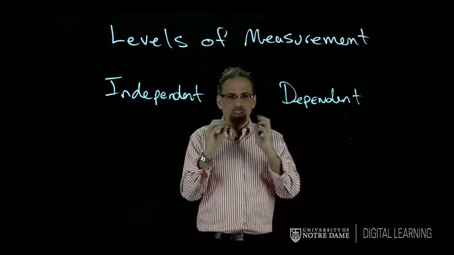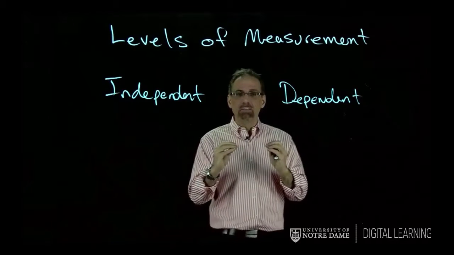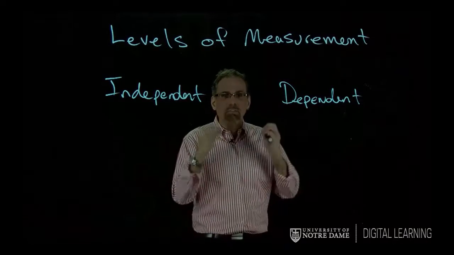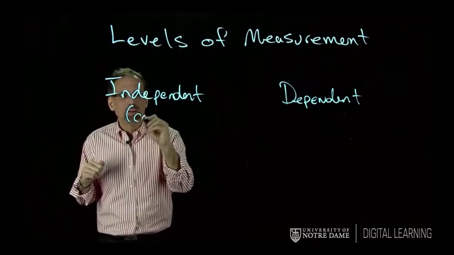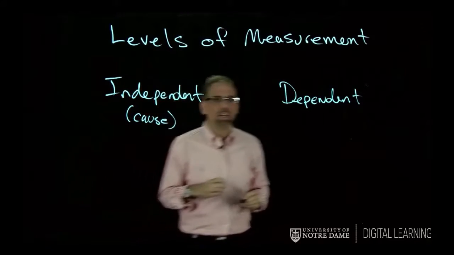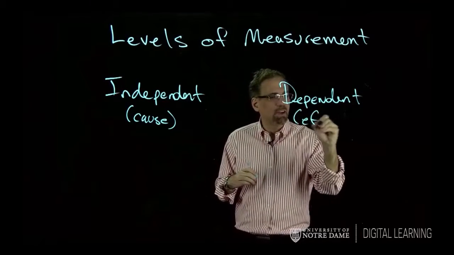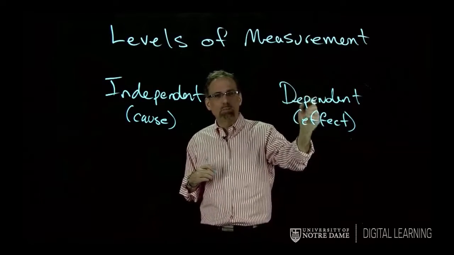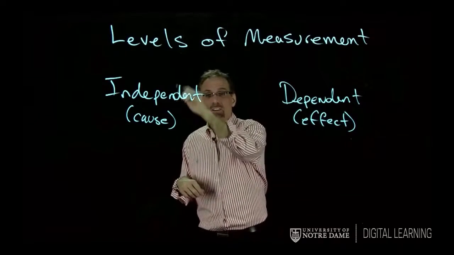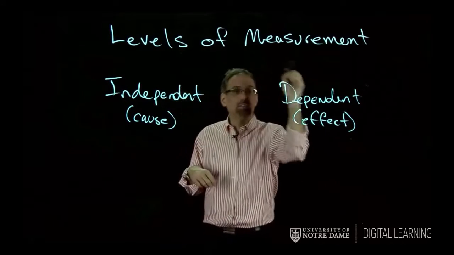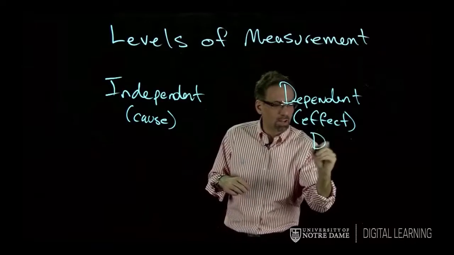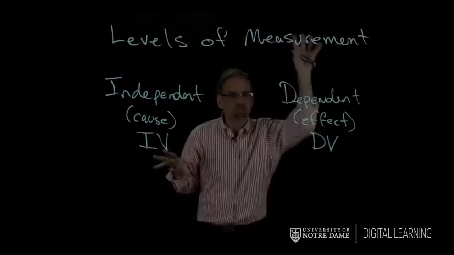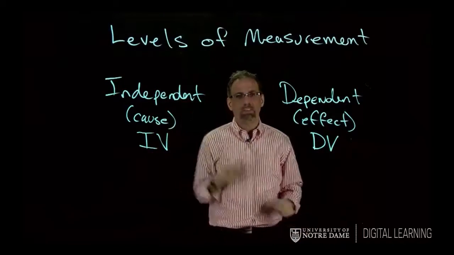Well, one of them is the cause, what we think is the cause of what's happening, and one of them is what we think the result is, the effect. The independent variable is the cause, okay? And the dependent variable is the effect, right? This variable, the dependent variable, is dependent on this. So this independent variable causes the dependent variable. Also, a lot of times you'll see people just call that the DV and the IV. So the values of this are dependent on this, okay?